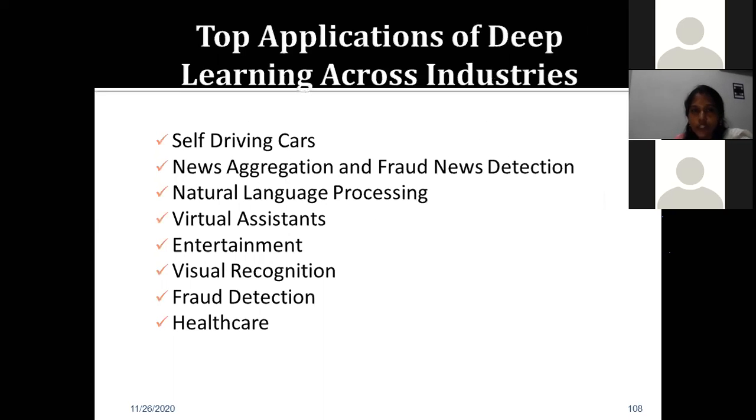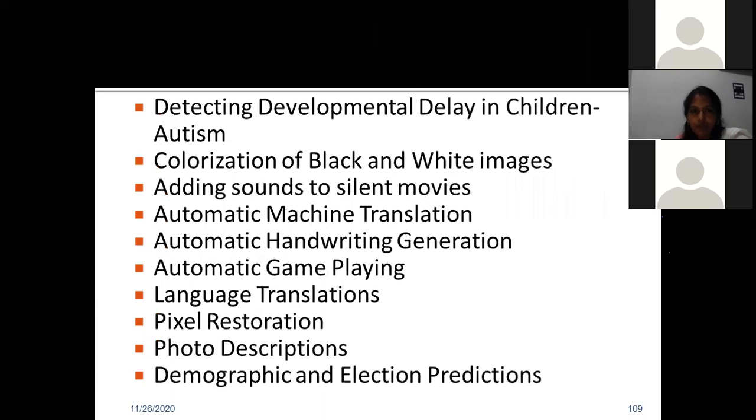And I wanted to show some top applications of deep learning across industry. We know about self-driving cars, fake news detection, natural language processing, visual recognition, fraud detection, healthcare. These are the few projects I came across when I did a research on applications of deep learning. Handwriting generation, game playing, language translations. This language translation is very important.